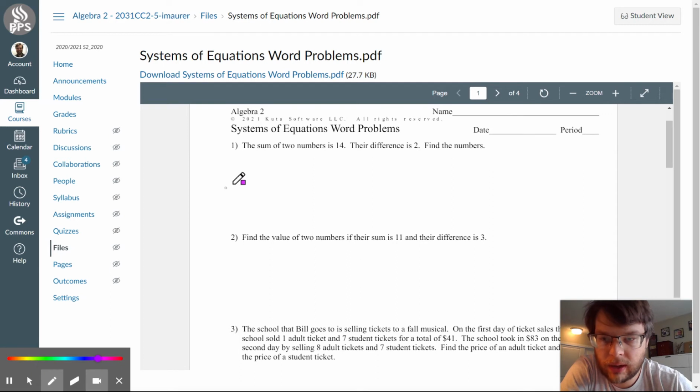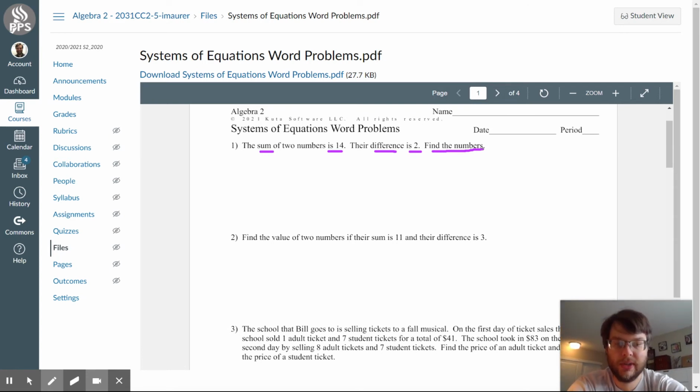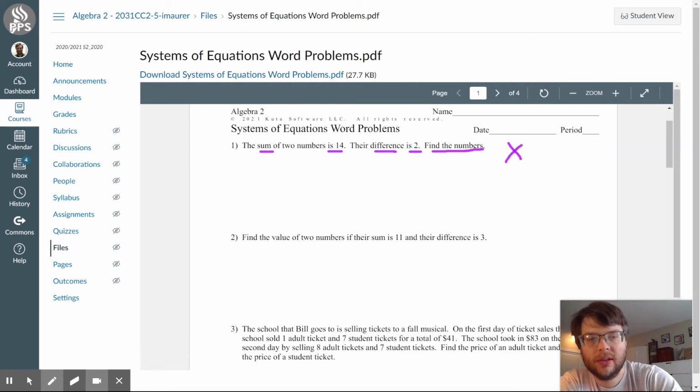This first one: the sum of two numbers is 14. Sum is 14, the difference is 2. Find the numbers. So remember, whatever the question is asking you to do is going to tell you what your variables are. In this question, I'm asked to find the numbers, so I'm going to make my two variables the numbers. X is the first number, and Y is the second number.